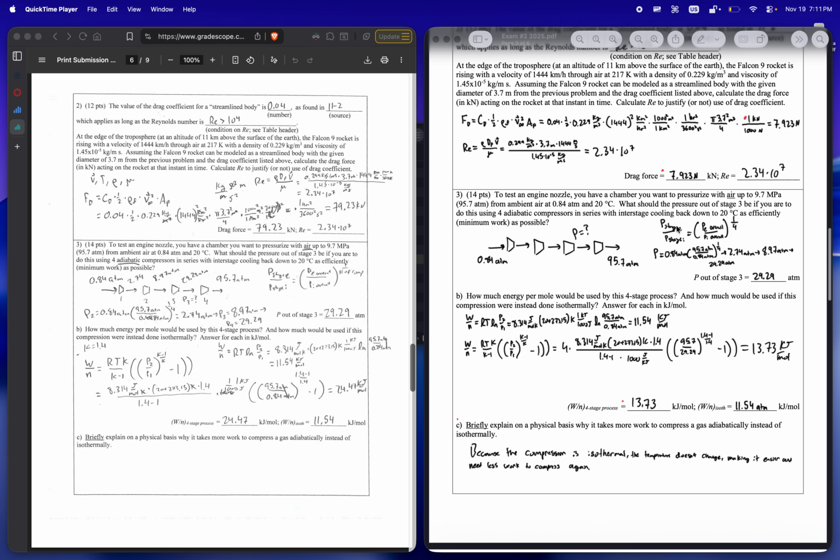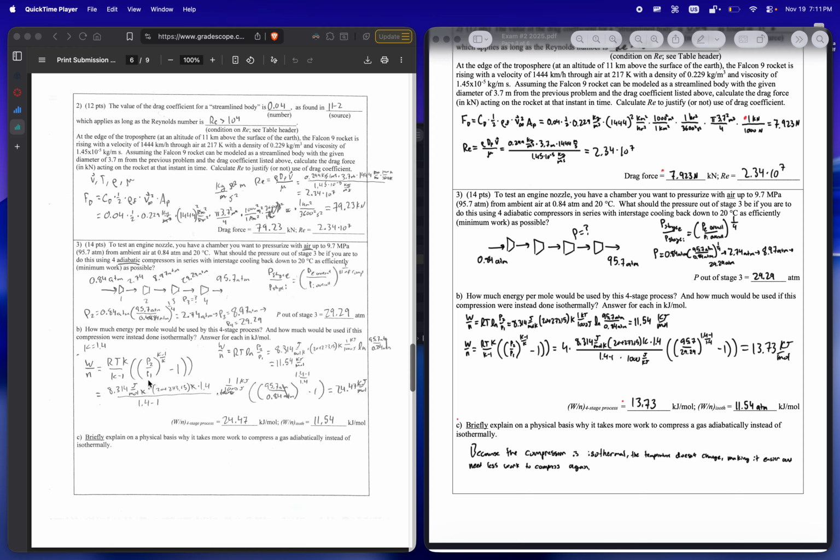3 part A I got right. But the key mistake I made on part B was for the isothermal, you can calculate the work per cycle for the overall, and that works because the temperature isn't changing between cycles because it's isothermal. So I was able to do that for the overall, which got the correct answer.